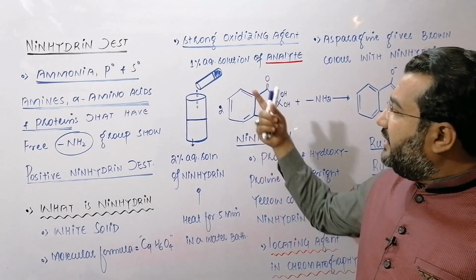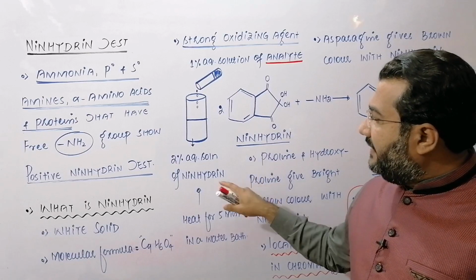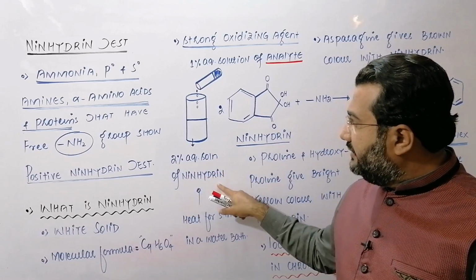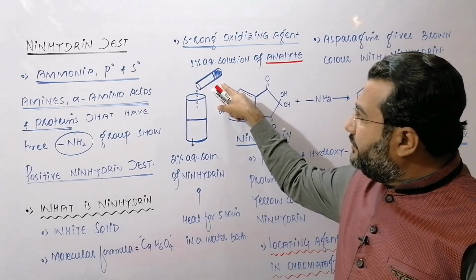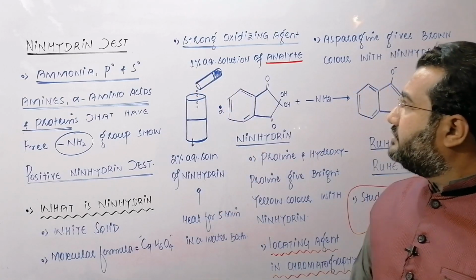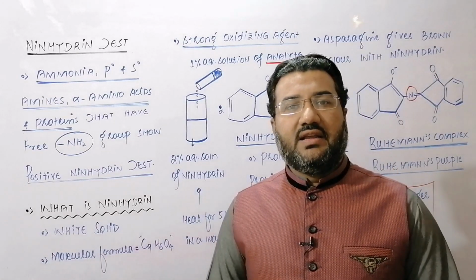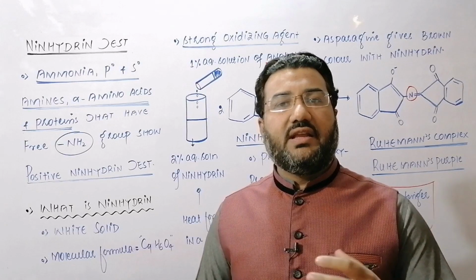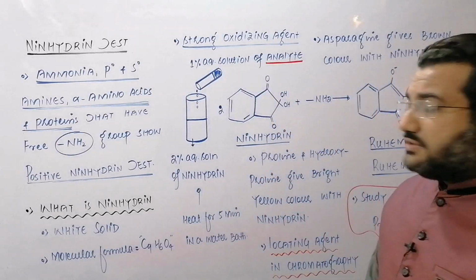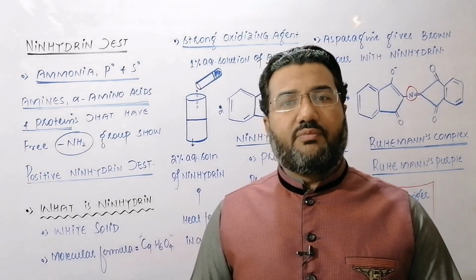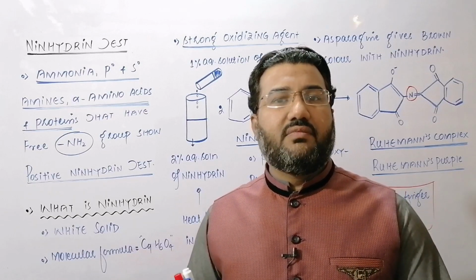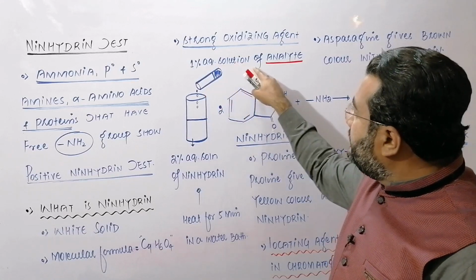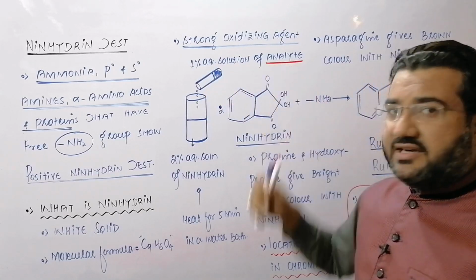Now, how is the ninhydrin test performed? In a test tube, you will prepare 2% aqueous solution of ninhydrin, and in a separate test tube, you will prepare 1% aqueous solution of analyte. Analyte is the substance under examination or under analysis. Suppose that in this topic, the analyte is amino acid solution. So you will prepare 1% aqueous solution of amino acids in the distilled water.